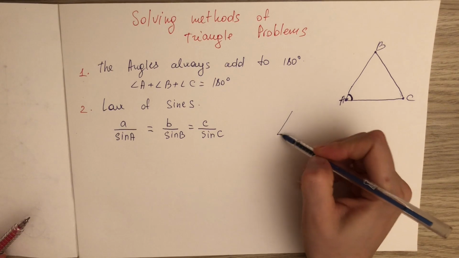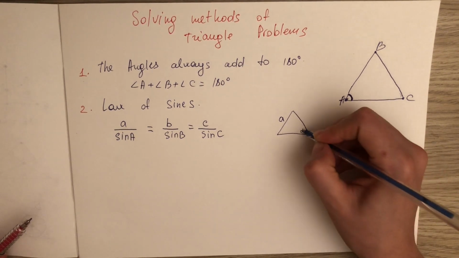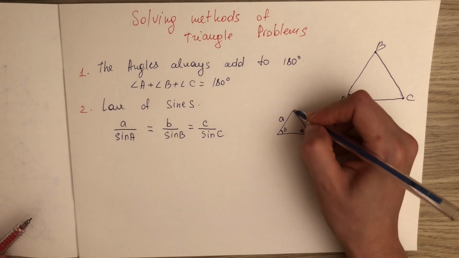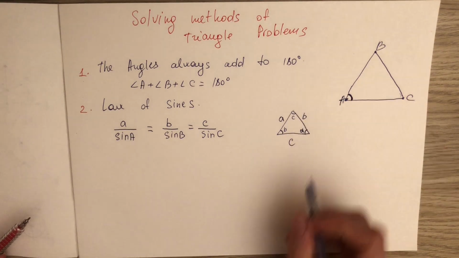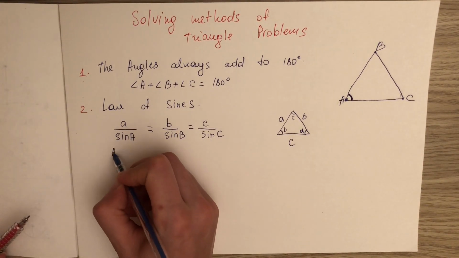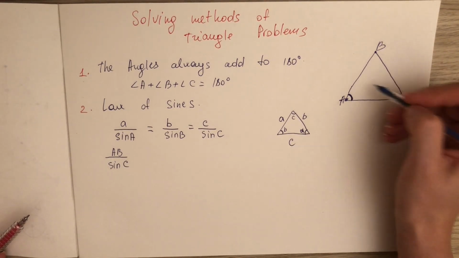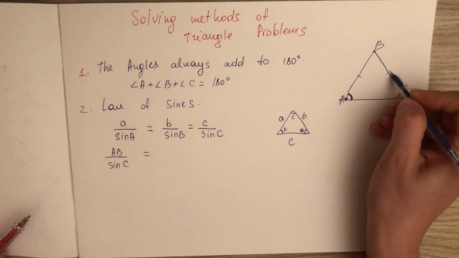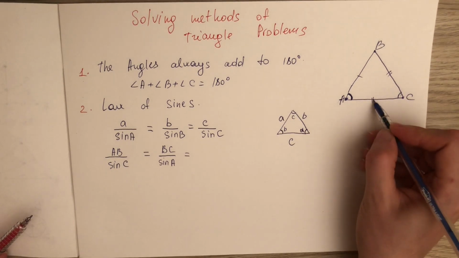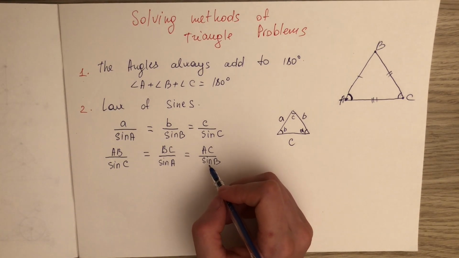Let it be the angle A, the angle B, and this is angle C. If we want to plug it into this triangle, we will write the side AB divided by sine C is equal to BC divided by sine A, and here AC divided by sine B. This is our second law. Let's continue.